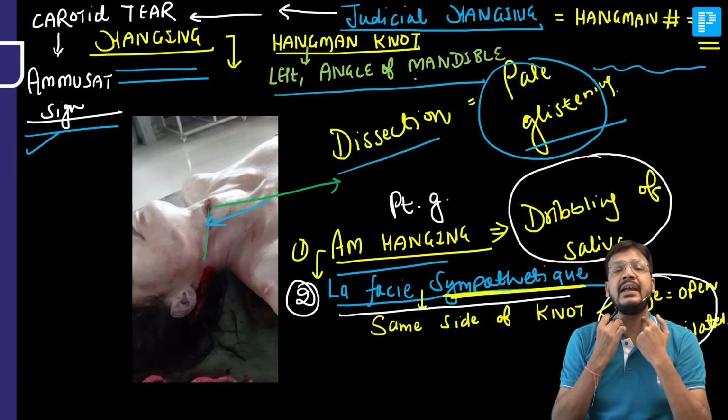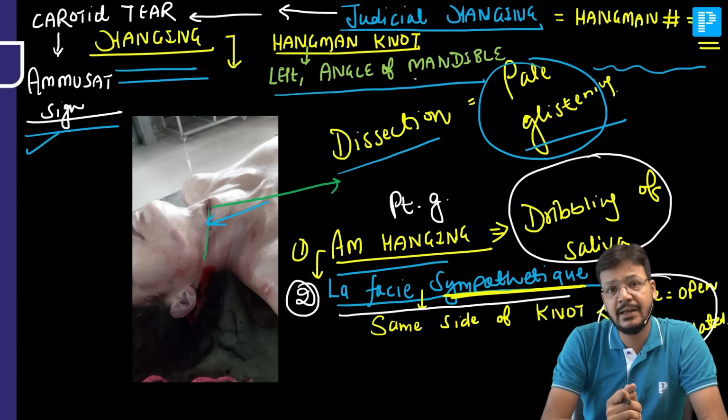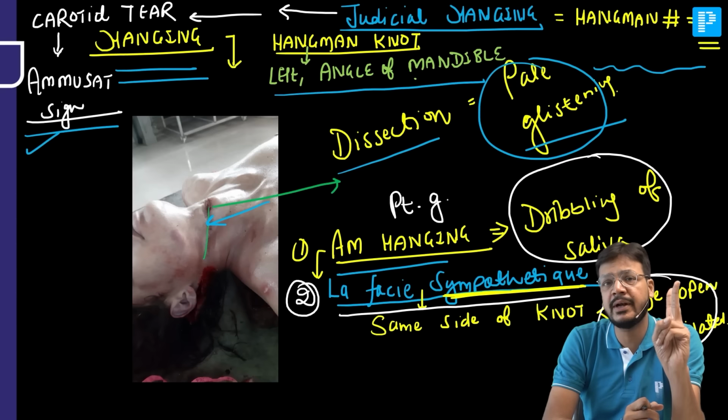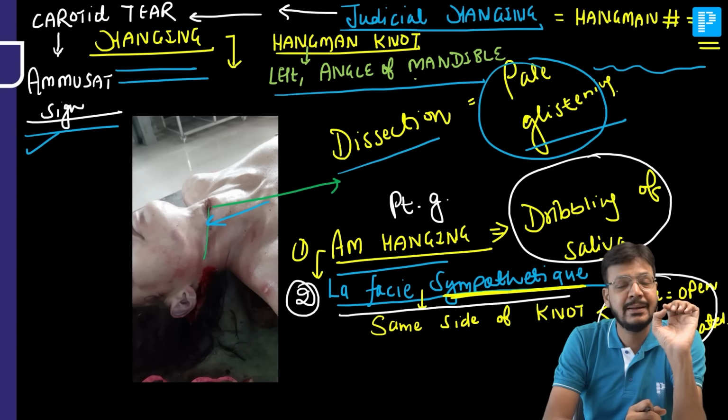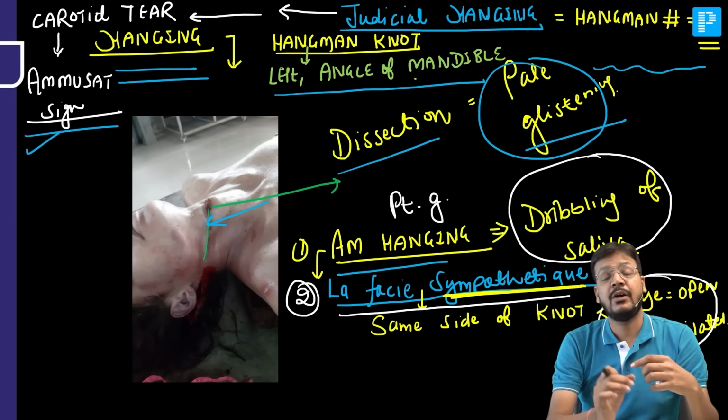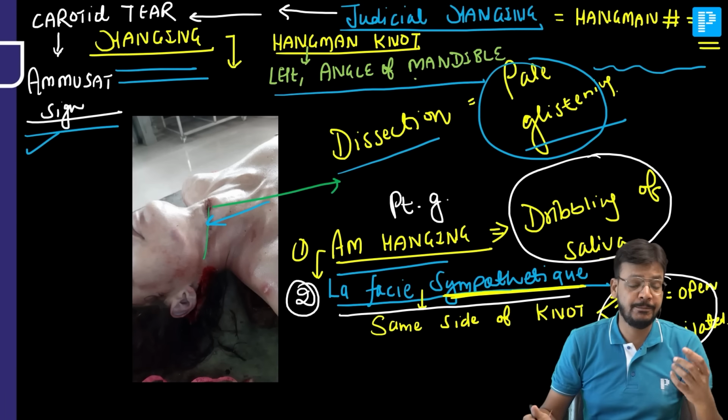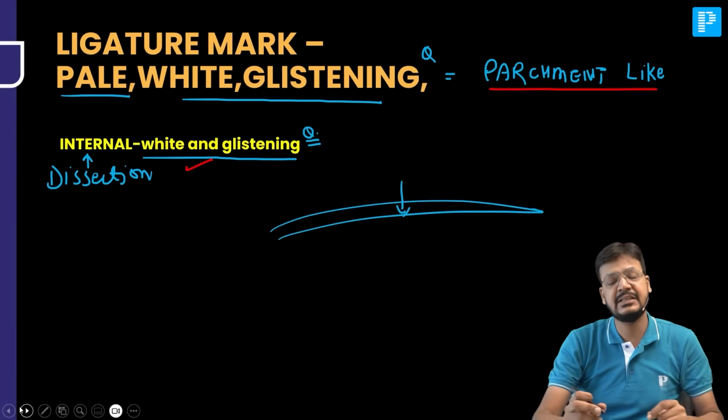After dissection of the hanging mark, we get the pale and glistening area. And two very important questions. What are the two characteristic findings of antemortem hanging? The most characteristic is dribbling of saliva on the opposite side of the knot, and on the same side of the knot, the eye remains open and the pupil is dilated, which is known as la facies sympathique.